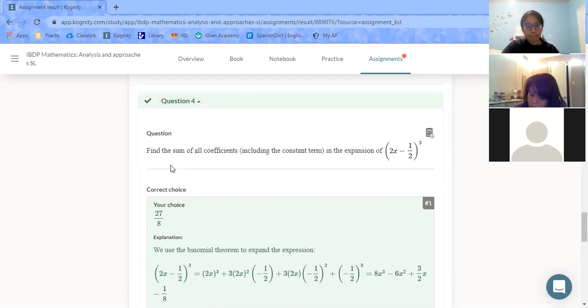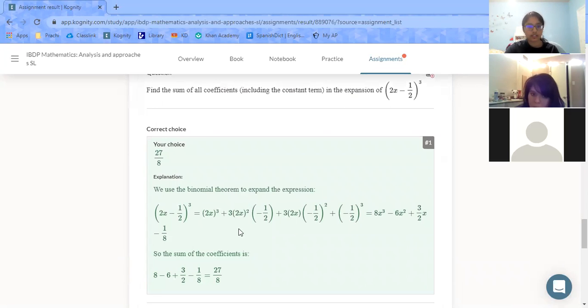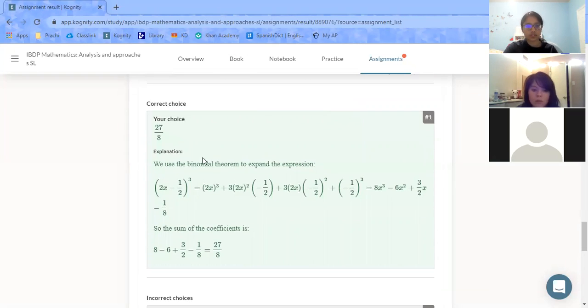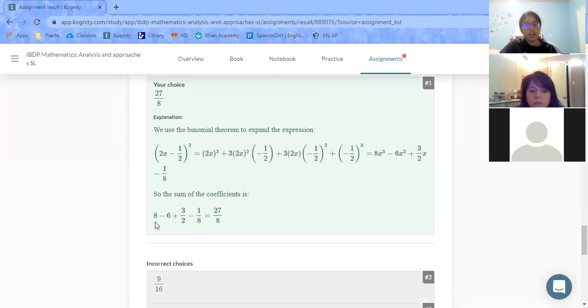And so we're trying to find the sum of all coefficients, right? So that's going to be all of the numbers that are in front of the variables, right? And so first you would have to expand it. We did that in class several times, I think. You know that the exponent goes down for the first term and then goes up for the second term. And then once you expand it, you get this expression right here. So the coefficients are 8, -6, 3/2, and 1/8. So the 1/8 is the constant term, because there's no variable there. And then if you add all those up, you get 27 over 8.